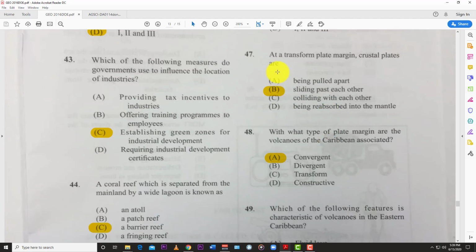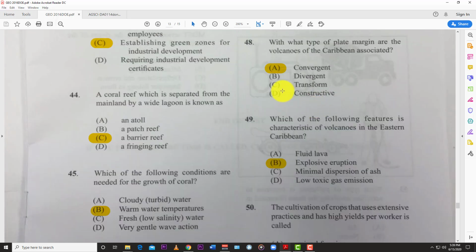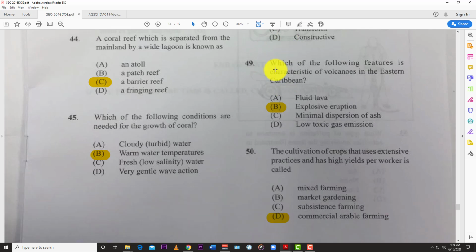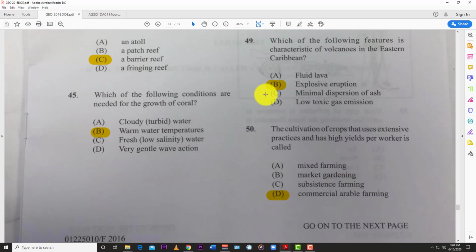47. At a transform plate margin, crustal plates are, and the answer is B, sliding past each other. 48. At what type of plate margin are the volcanoes of the Caribbean associated? And so the answer is A, convergent. 49. Which of the following features is a characteristic of volcanoes in the Eastern Caribbean? And the answer is B, explosive eruption.